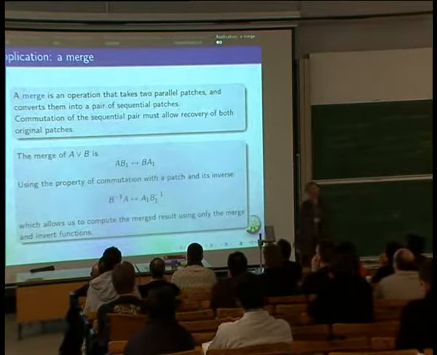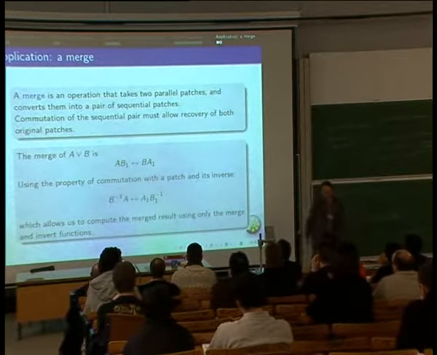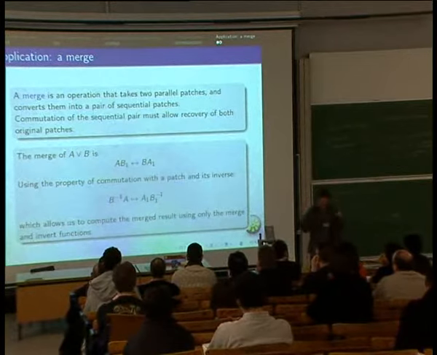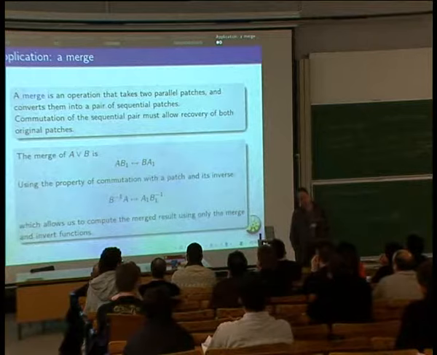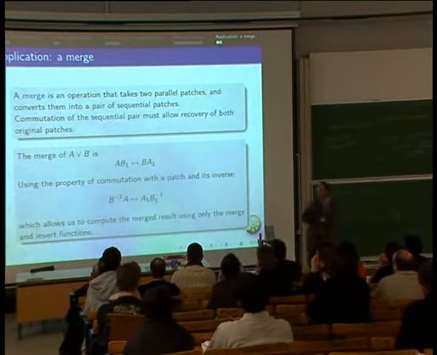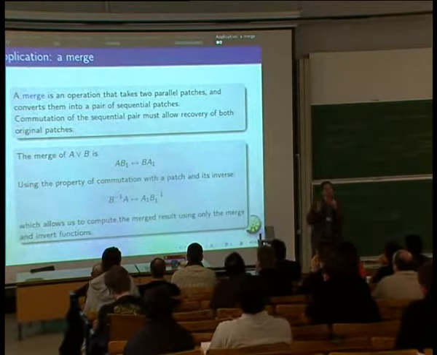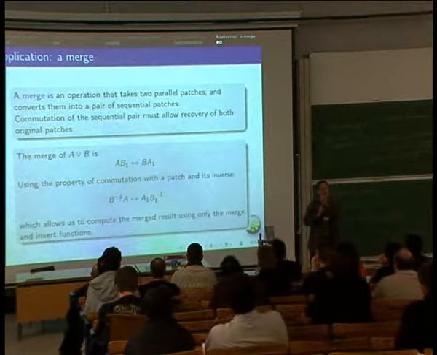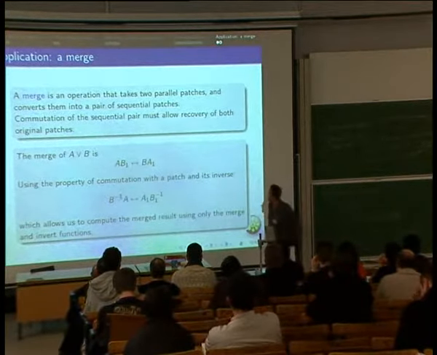Once we have all of these properties, all I've been talking about was patches in order, permuting, or commuting. But a merge now comes out straightforwardly, or relatively straightforwardly. A merge is when you take 2 parallel patches, like I make a change and you make a change, and you want to convert them into a pair of sequential patches, my change first, your change second. Or your change first, my change second, depending who's pulling.